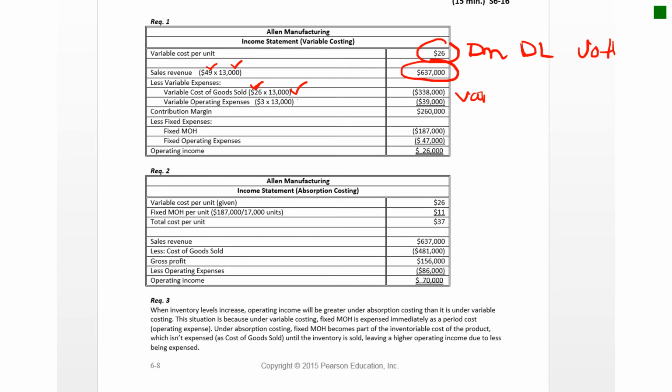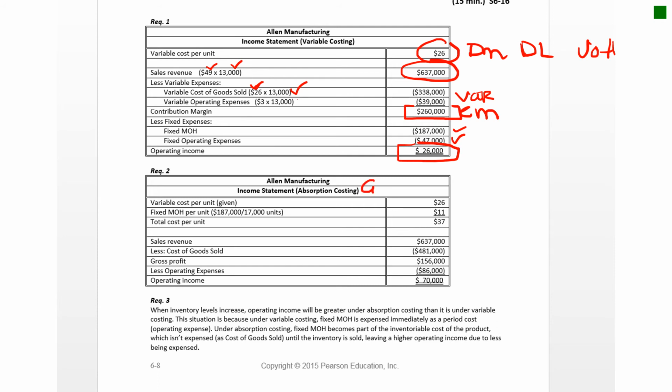So you've got your variable costs, and your contribution margin is right at 260. Everything else is a fixed cost. You've got the fixed overhead of 187 and the fixed operating at 47. You subtract that, and you get a net income of $26,000.